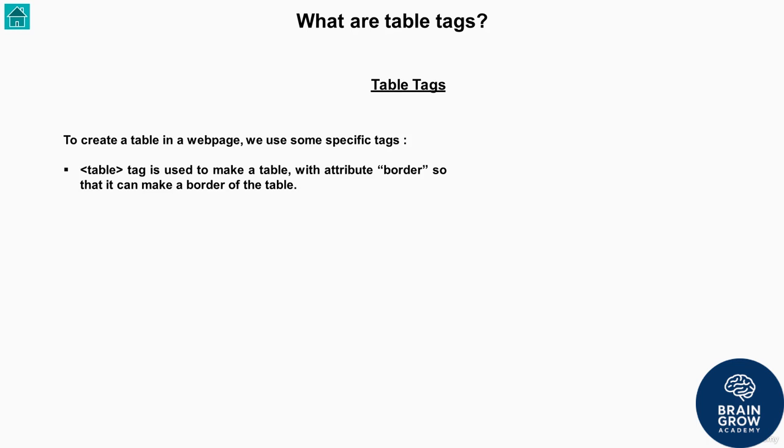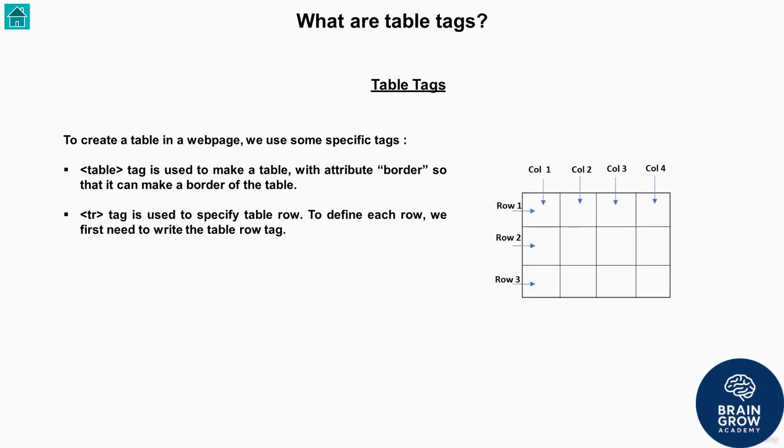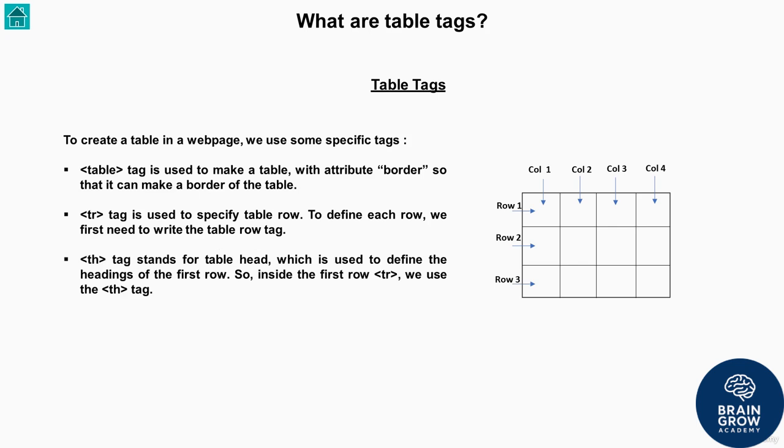Second, we have the TR tag. It stands for table row. You can use the TR tag to refer to table rows. Third, we have the TH tag. It stands for table head and is used to create headings for the table. Fourth, we have the TD tag. It stands for table data and is used to make columns.